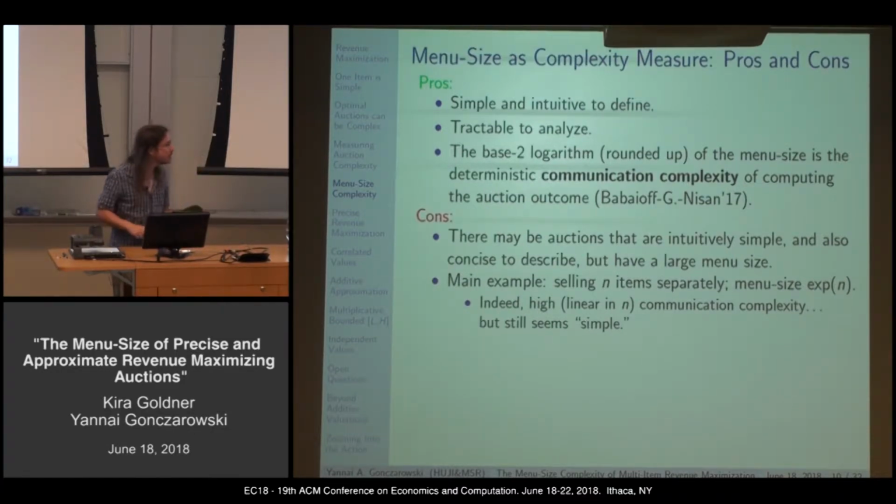And so on one side, this makes sense, because indeed there's very high communication complexity going on. You need linear communication complexity to choose in such a mechanism, because you have to tell the mechanism for each item whether you want to buy it or not. So that's linear communication complexity. So it's complex compared to polynomial menu sizes, which have logarithmic communication complexity. On the other hand, it seems like a simple mechanism. So saying that it's complex because the menu size is exponential in n is debatable.